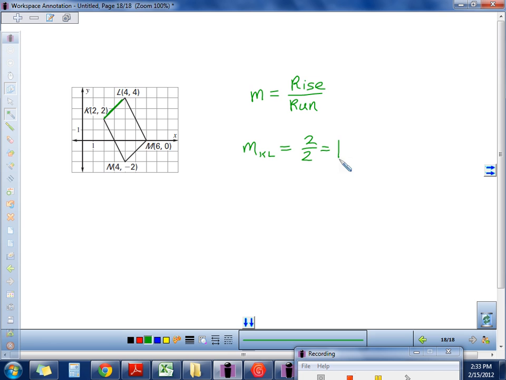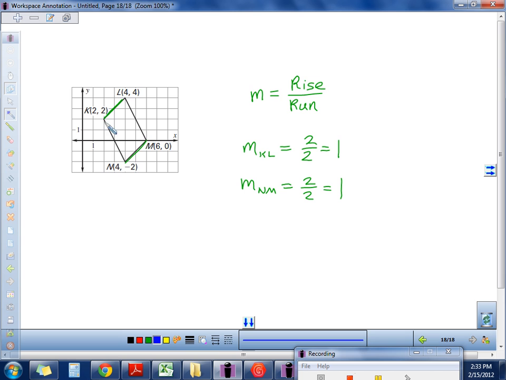What other segment do we compare this one to? NM. The slope of NM is what we're going to find now. That's down here. Do I start at N or M? N's the furthest left. Do I rise or fall? I rise 2, run 2. The slope is the same. Good. I'm good with that opposite pair. I'll have to prove the other pair using the same procedure.